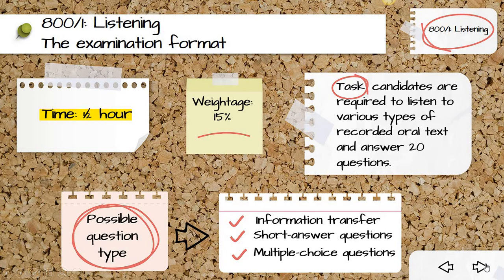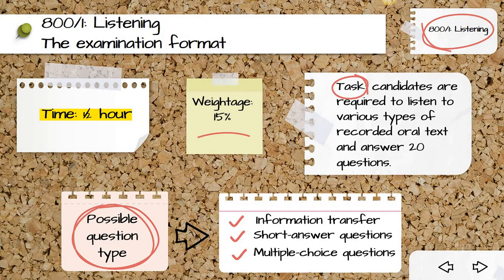800/1 listening. Let's look at the examination format. The time for this test is around 30 minutes or half an hour. Weightage is 15%. The task for the candidates, you are required to listen to various types of recorded oral text and answer 20 questions.